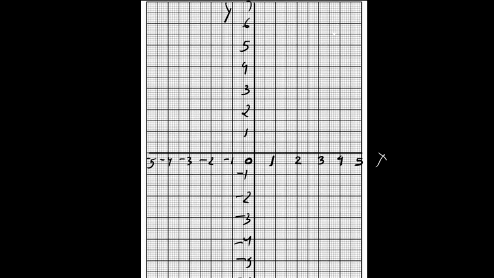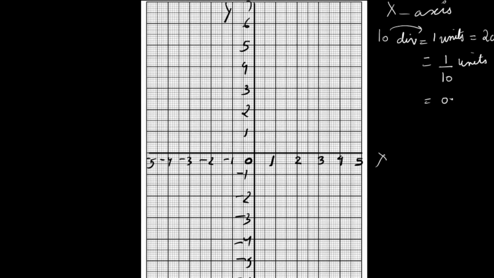And graph scale, you have to write at the right corner of the graph, and make sure you are writing the graph scale with pen. It should be visible. So along x-axis, 10 divisions is equal to 1 unit, because 1 we are taking. You can also write it equals to 2 centimeter, because we are taking 2 centimeter graph. Now 10 will shift to the other side, so this will become 1 by 10 unit, and this is equal to 0.1 unit.